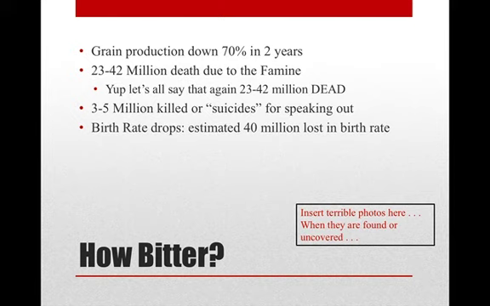Not only that, but when you lose so many people to famine, remember when you're not eating, your body also shuts down. Your natural things you do aren't going to happen. Your reproductive system shuts down. So what you look at also is an estimated loss of 40 million people in the Chinese birth rate.